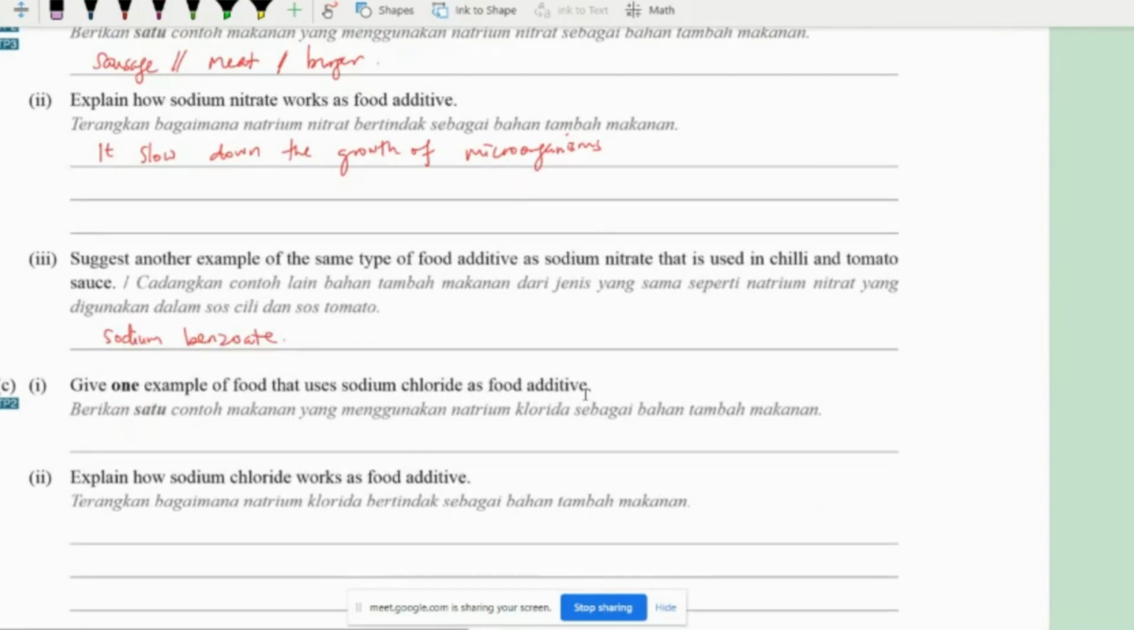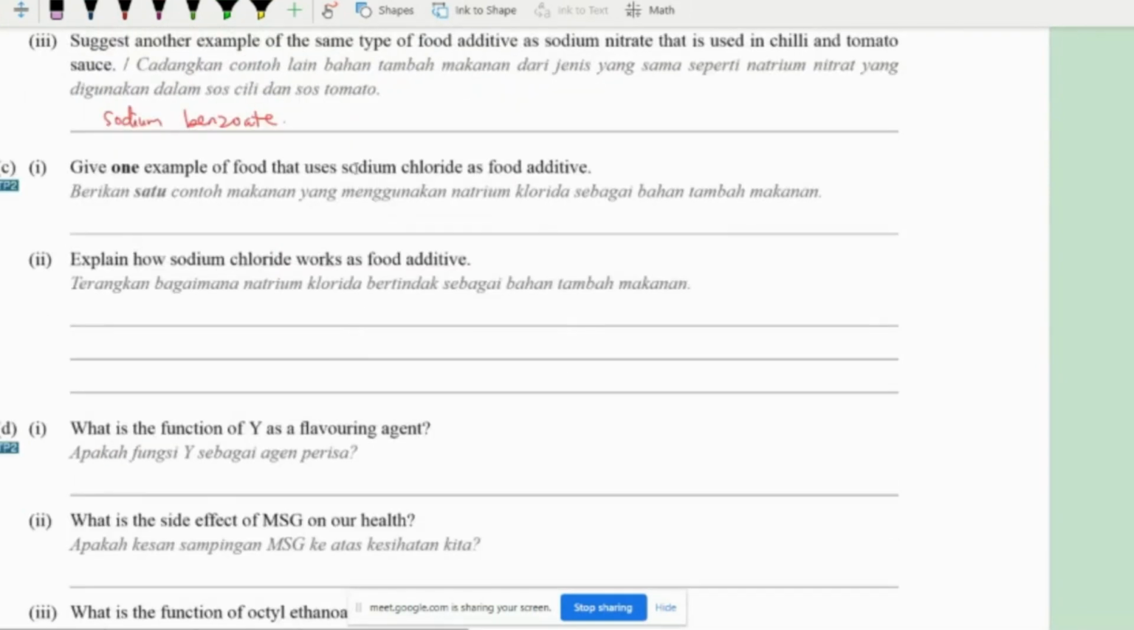Okay, C1, give one example of food that uses sodium chloride as a food additive. Sodium chloride is salt, right? Common salt. Okay, salted fish. Salted eggs, right? Any more?